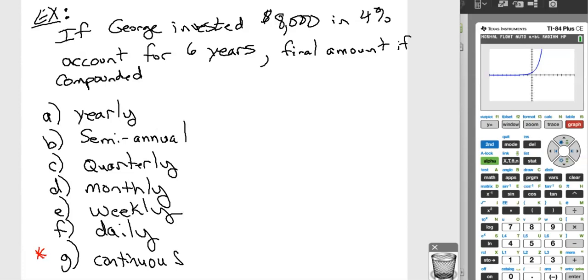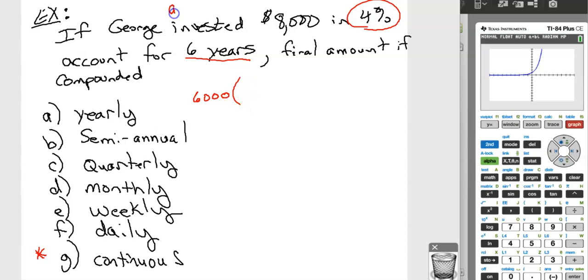So let's look at an example. If George invested $8,000 into a bank account, and that certain bank was offering 4% interest, and George kept it in for 6 years. Now, what is the final amount that George would withdraw? So let's imagine there's a bunch of different banks. Bank A says, hey, we'll calculate it yearly. We'll just calculate it one time a year. And so George puts $6,000 into this account at Bank A. And so we're going to follow that formula.